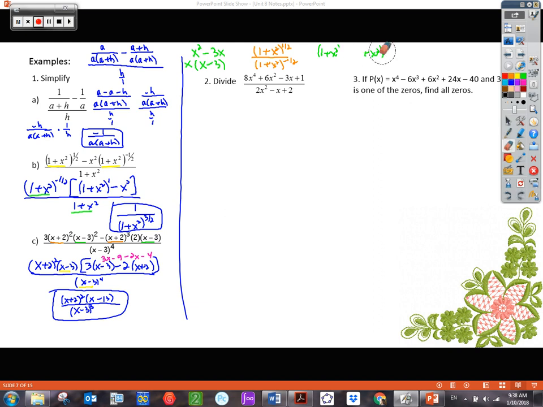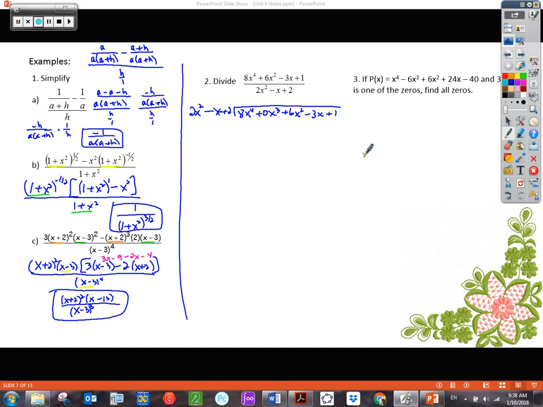So on division, we would have done this last year. It's going to be long division. So I'm going to set this up. Notice I'm missing the cubed term. So I need to put a 0 in for it. Remember how we did that last year? I'm going to put a 0 in for it. So I'm going to divide by 2x squared minus x plus 2. I'm dividing 8x to the 4th plus 0x cubed plus 6x squared minus 3x plus 1.